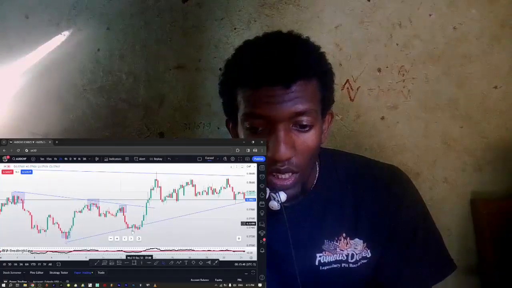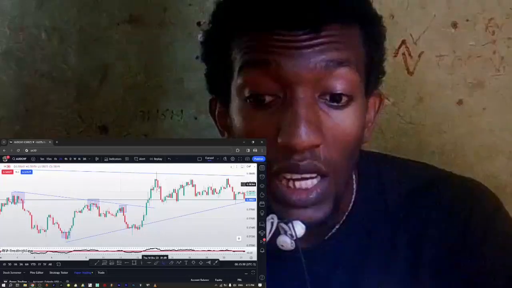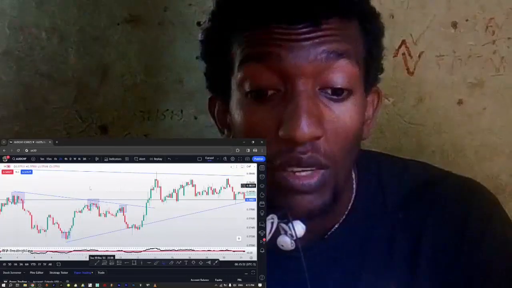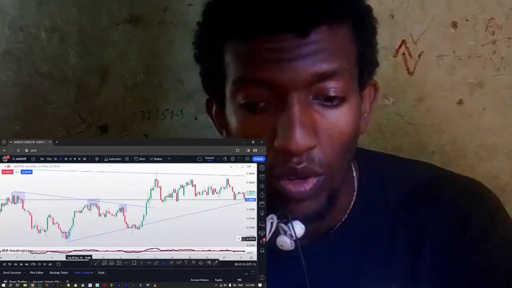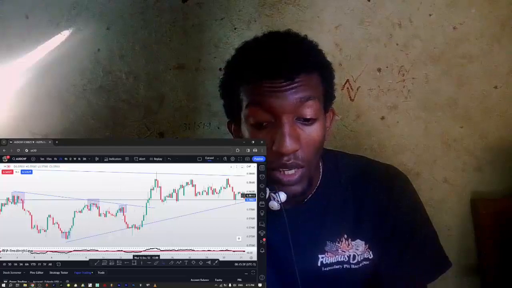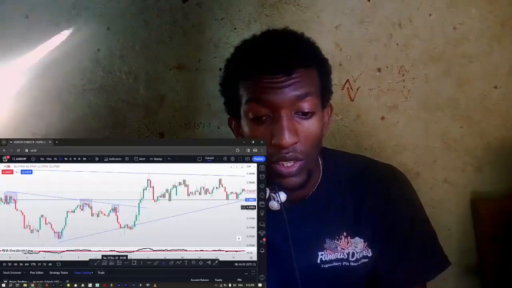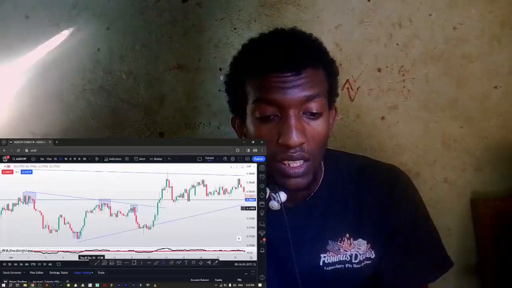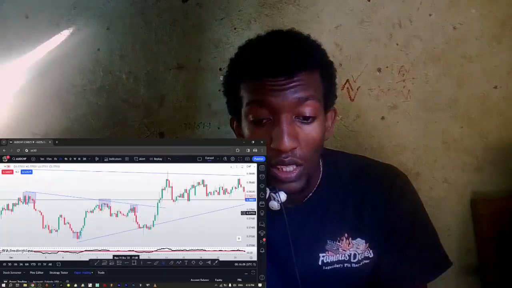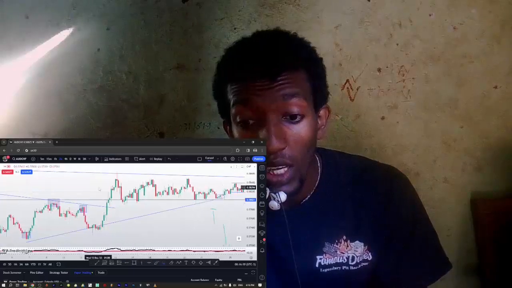Then it came down and found a support here and went up and made what? Another higher high, the highest high of all of them, which makes this price action bullish, not bearish, bullish. Until here it was bearish, but here it's changed to bullish because it made a new high. Okay.